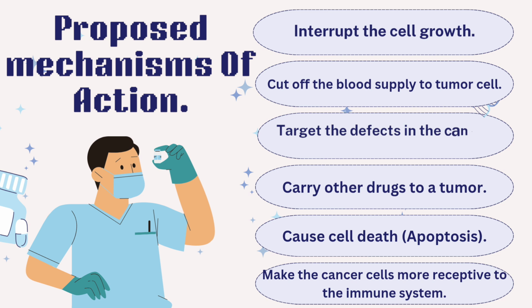How does targeted therapy work? Unlike traditional treatments, it attacks cancer in very specific ways. Let's explore these mechanisms. Interrupt the cell growth. Cut off the blood supply to tumor cells. Target the defects in the cancer cells. Carry other drugs to a tumor. Cause cell death. Make the cancer cells more receptive to the immune system.